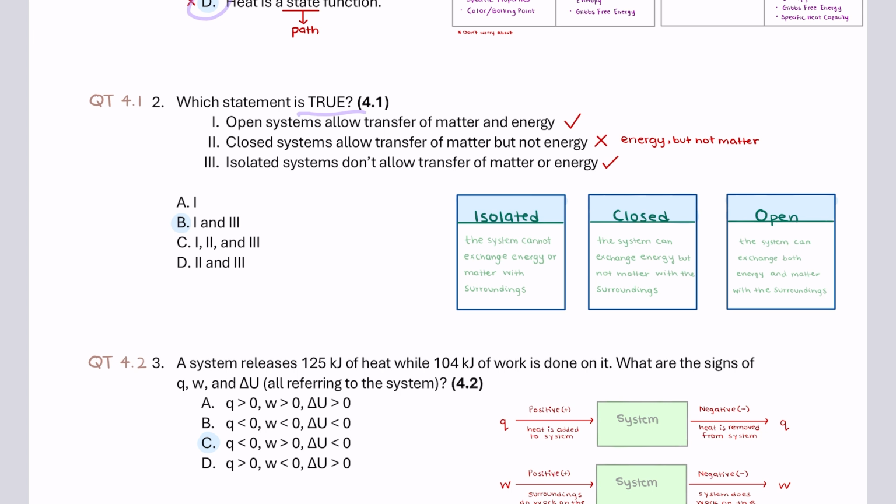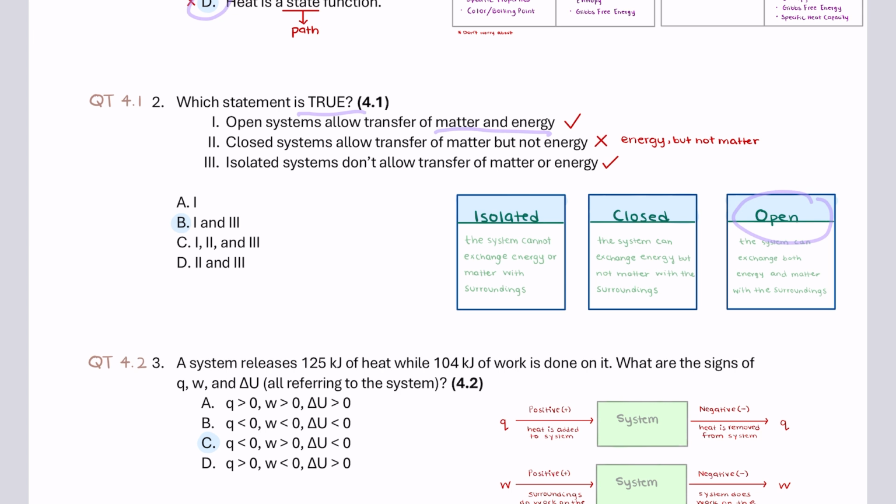Statement 1 says, open systems allow transfer of matter and energy. This is true. In an open system, both energy and matter can flow freely between the system and its surroundings. So statement 1 is correct.